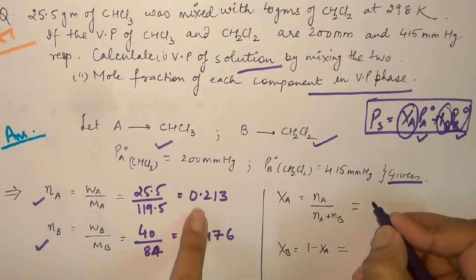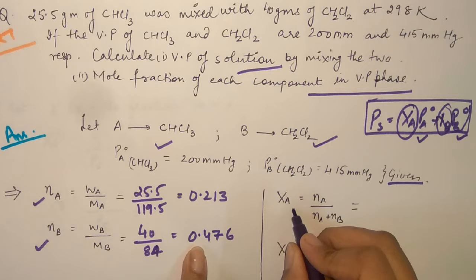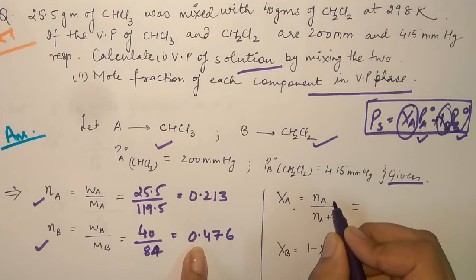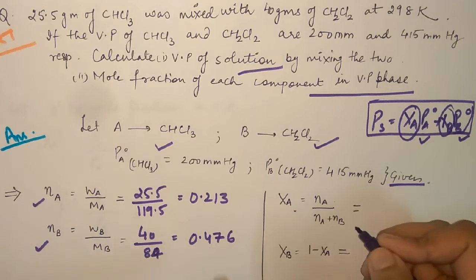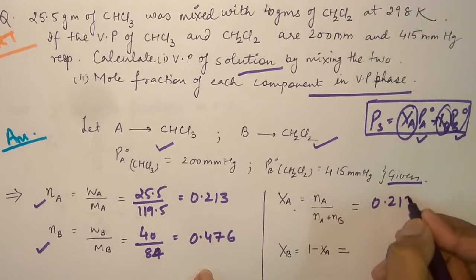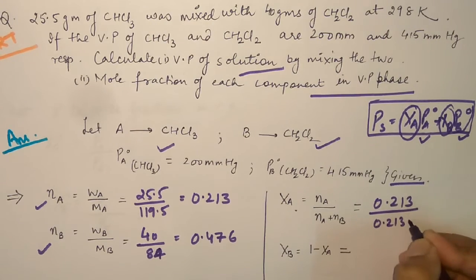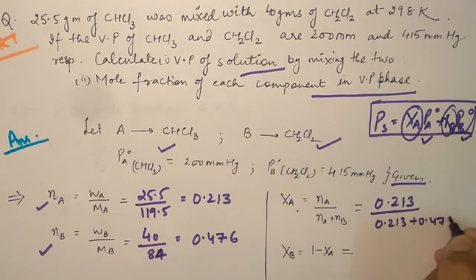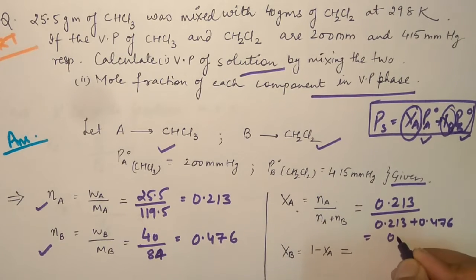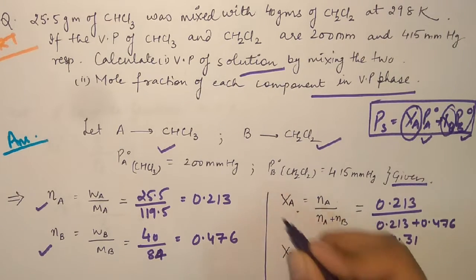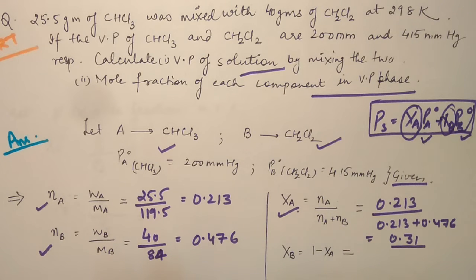So XA will be equal to Na upon Na plus Nb. XA stands for the mole fraction of A. Mole fraction of A is equal to the number of moles of A divided by the total number of moles. Yes or no? So let us substitute the values: 0.213 divided by 0.213 plus 0.476. This is how you will calculate. This will come out to be 0.31. So XA is 0.31, the mole fraction of A is 0.31.